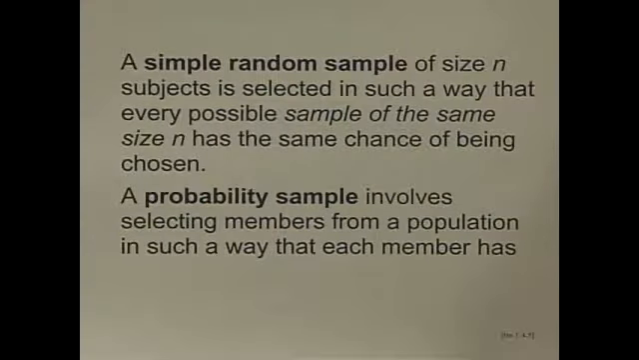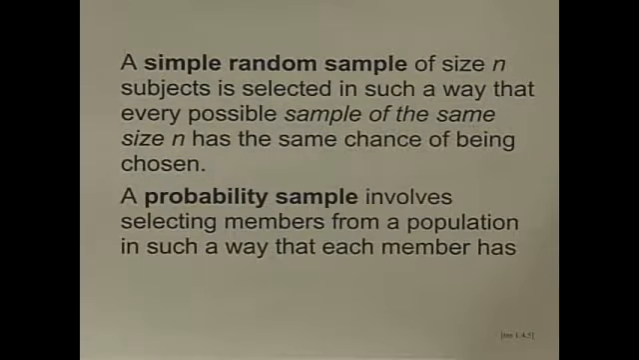A simple random sample, on the other hand, is when you collect a sample of size n subjects that is selected in such a way that every possible sample of the same size n has the same chance of being chosen. So you're selecting a group of elements such that each group of that size has an equal chance of being selected.